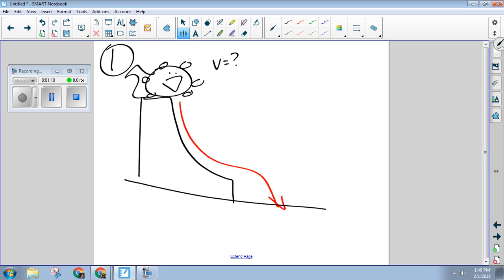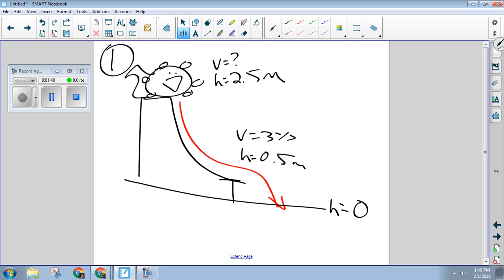So my strong recommendation to you guys is when you solve this, call the ground 0. That means the end of the slide here is going to be a height of 0.5, and the top of the slide is 2.5 meters. There are other ways of doing it, but to me, that's the safest route. Fair? All right. Now, the problem also tells us that the velocity when he gets to the bottom is 3 meters a second. Good?